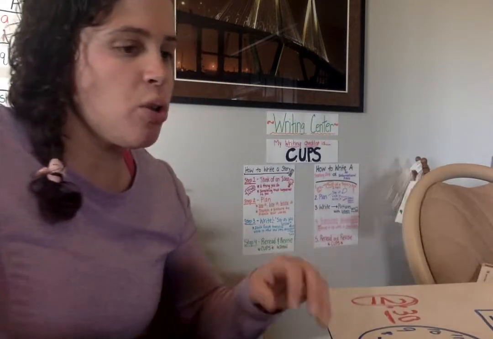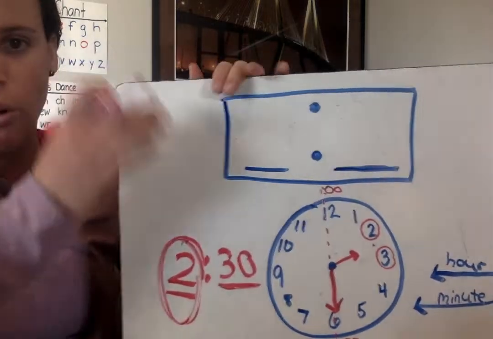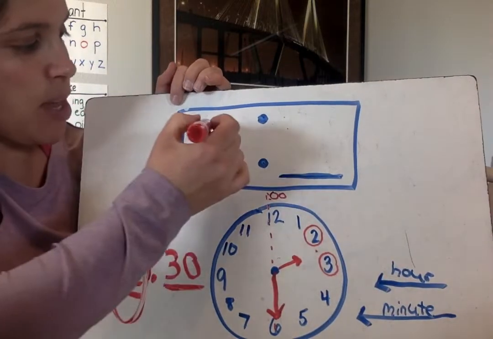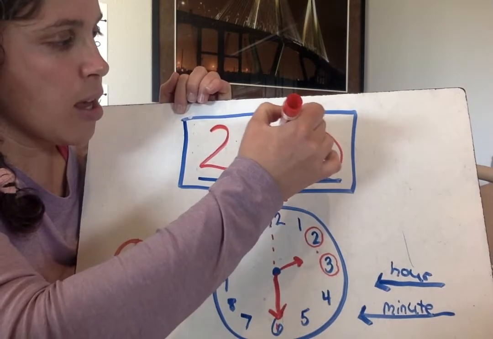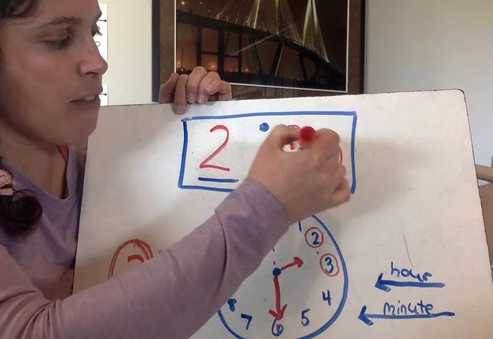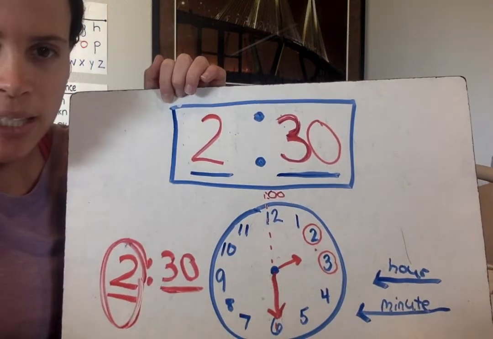If you were to write it, I should have written it in the digital spot. It's the same thing, okay? 2:30. That's telling time to the half hour, or half past 2.